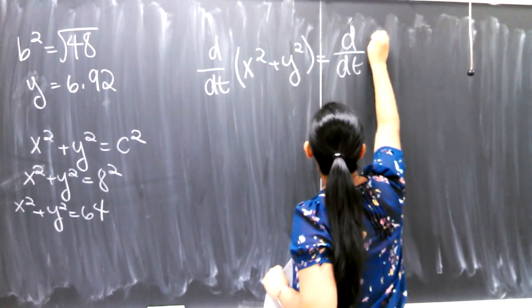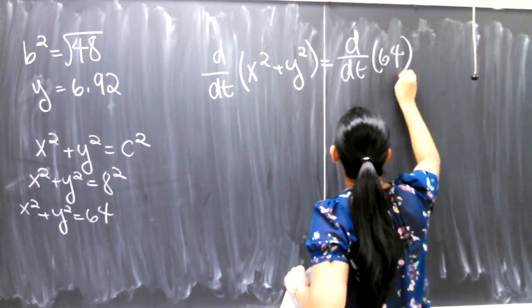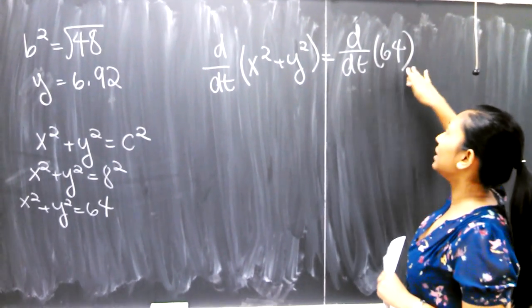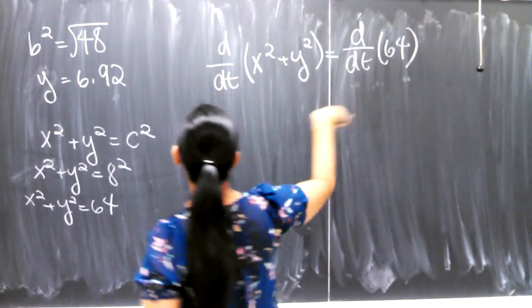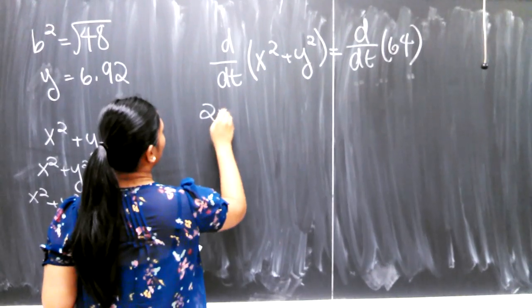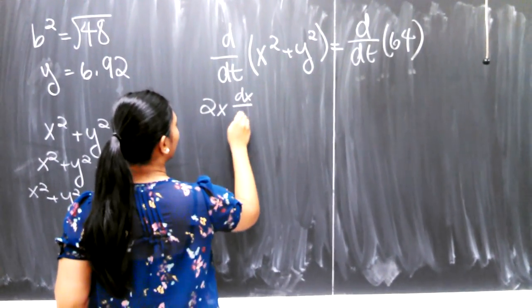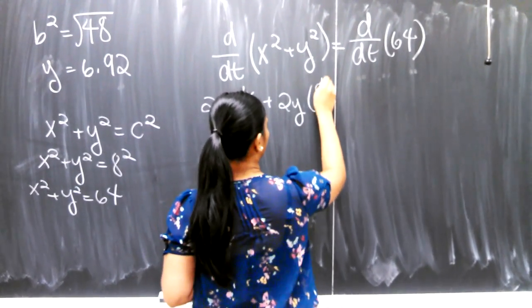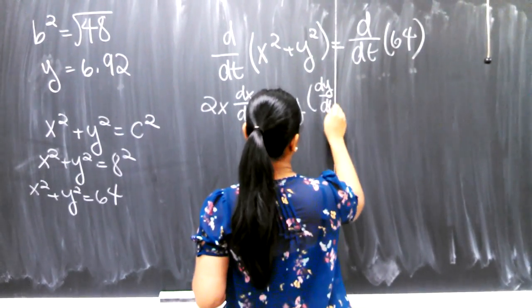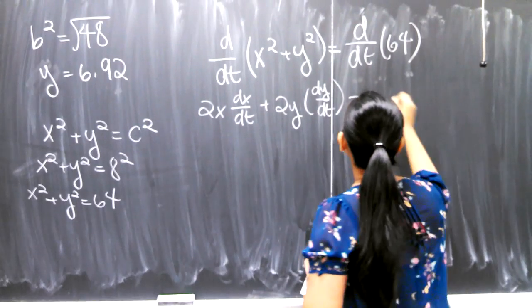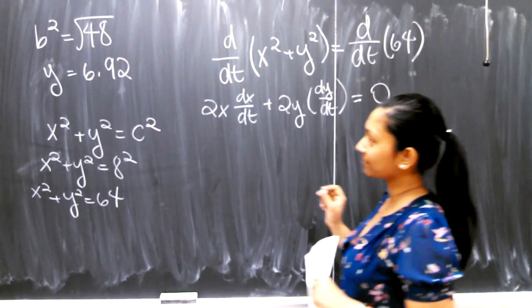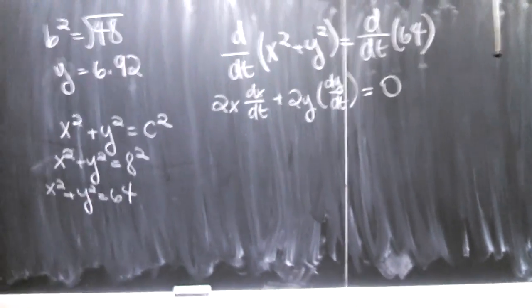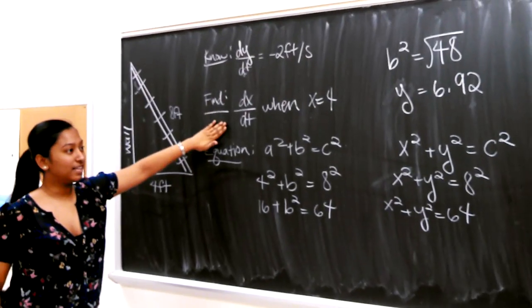d/dt of 64. You already know that the derivative of any number is 0, so this is how we're going to do this. 2x dx/dt plus 2y dy/dt equals 0. So now I'm going to come back over here and plug in the numbers that we have.